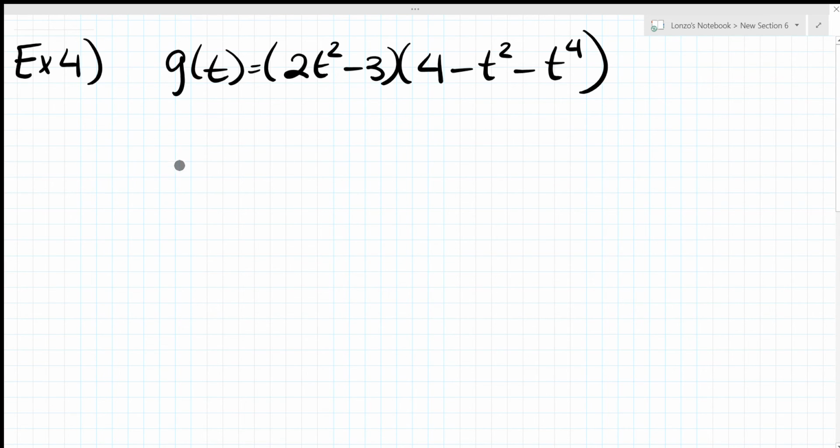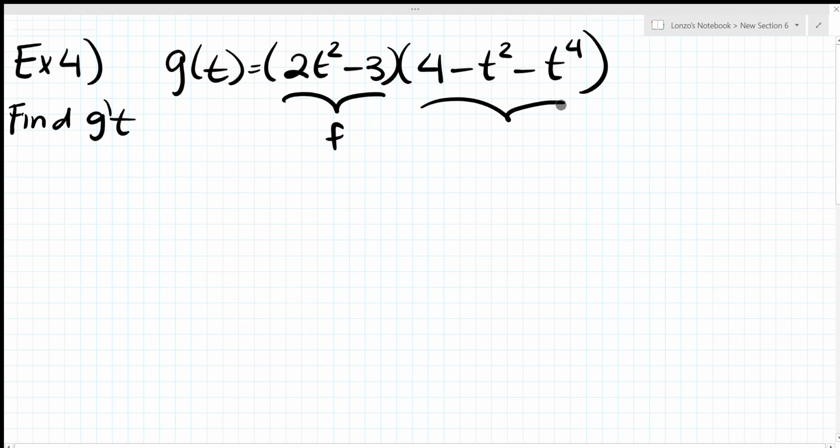Okay, so this one's a little bit easier. So we gotta find g prime of t, right? Find g prime of t. First step, this is the product rule because you're multiplying and you can break it into two parts. This is my f and this is my g. So f is 2t squared minus 3.